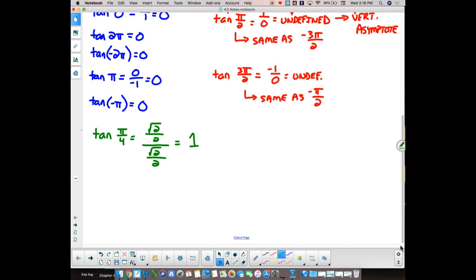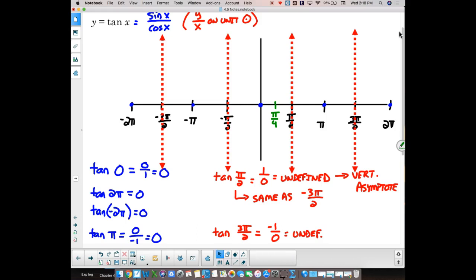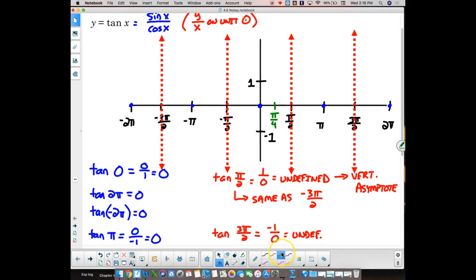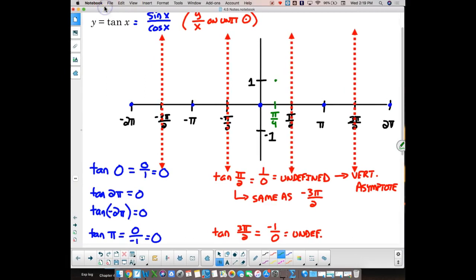Agree? Okay. So at pi over 4, we are at 1. Agree? Okay. Getting closer. Right?